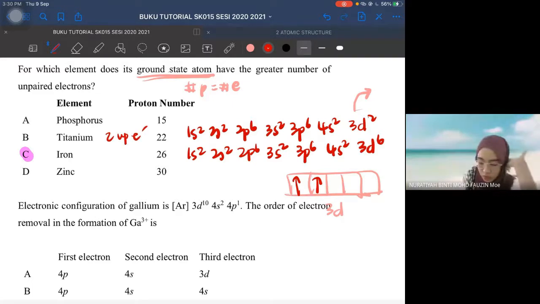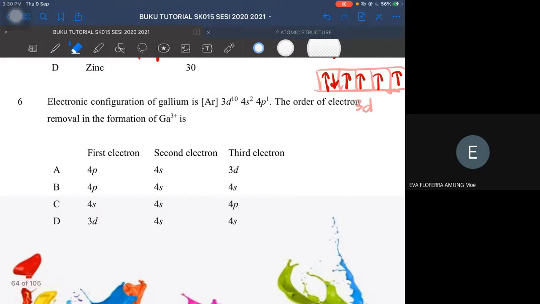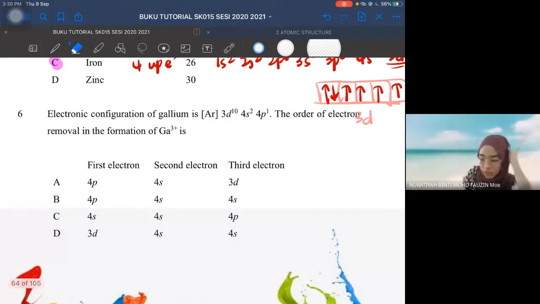For iron, we have 3d6. 1, 2, 3, 4, 5, 6. So there are 4 unpaired electrons. Okay. So the answer will be iron because it has the greater number of unpaired electrons. Unpaired electrons maksudnya dia seorang-seorang je lah di single. Okay. So next, number 6.